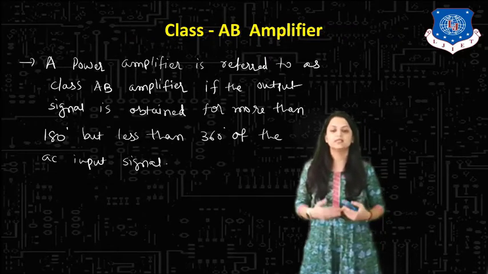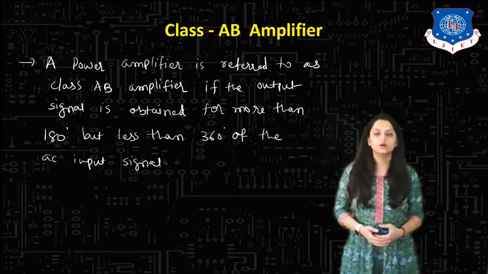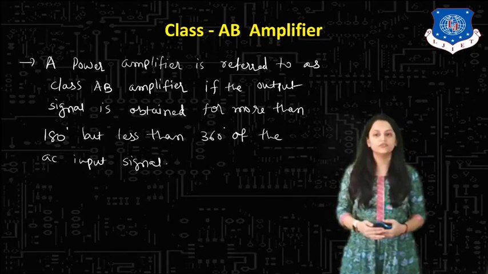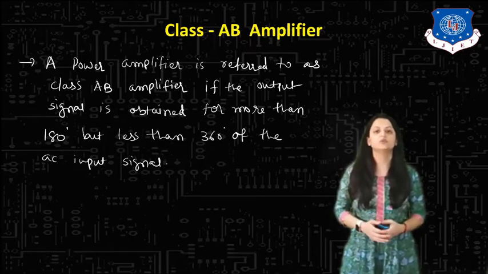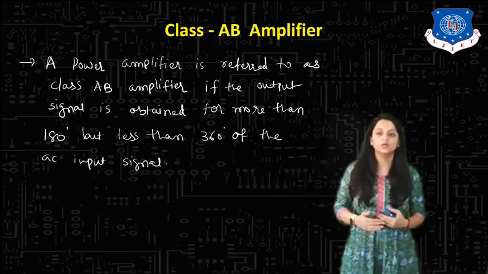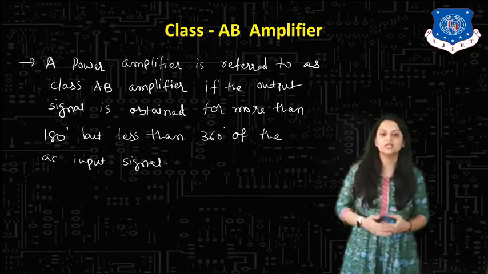Now let us see the next one, that is the class AB amplifier. A power amplifier is referred to as a class AB amplifier if the output signal is obtained for more than 180 degree but less than 360 degree of the AC input signal.